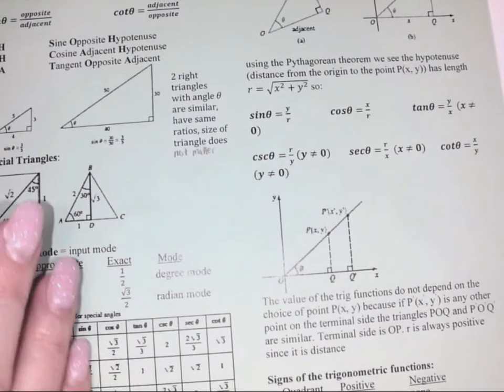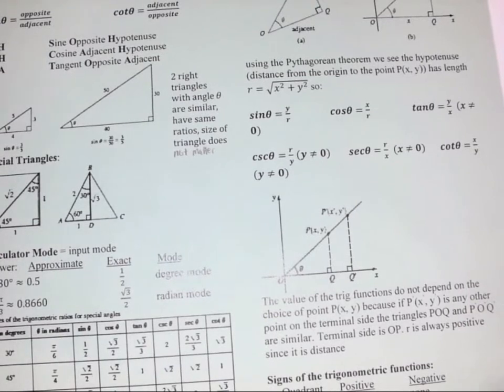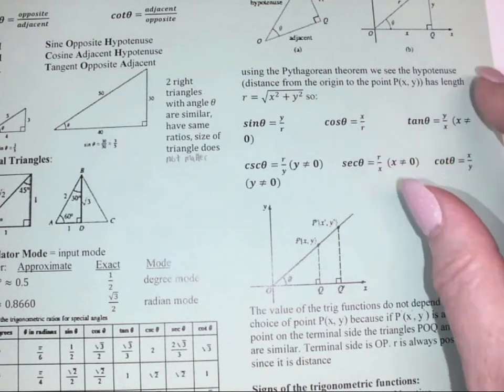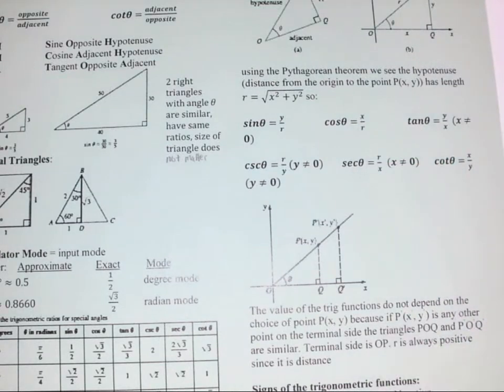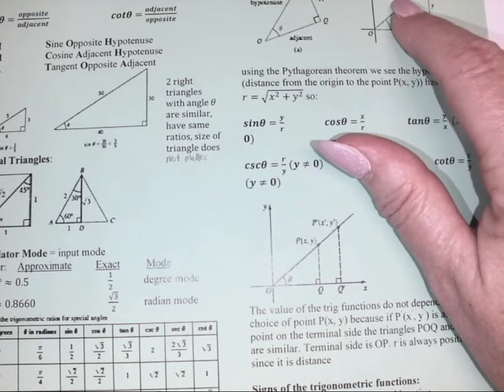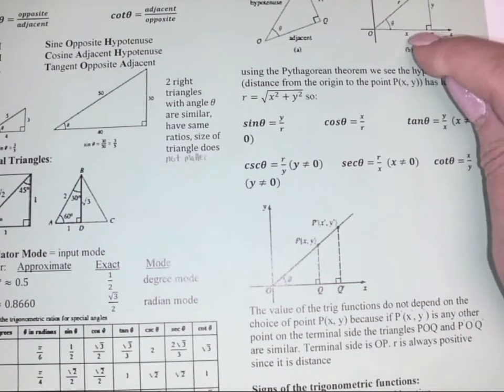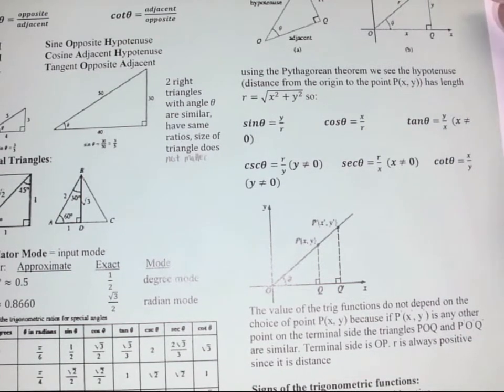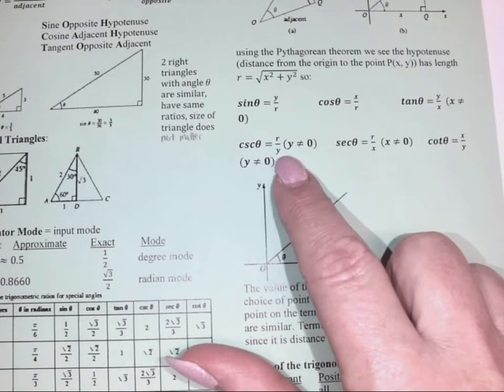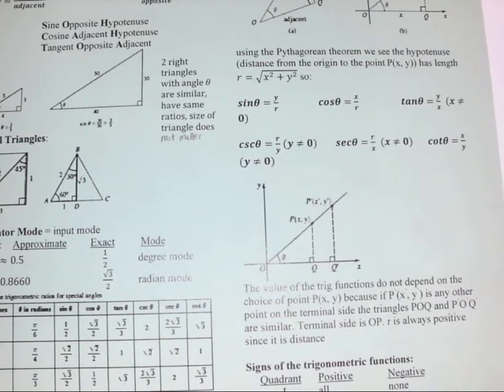So now we can understand that sine is still the opposite over the hypotenuse, but instead we're going to see that sine is y over r. Cosine would be x over r. Tangent would be y over x, and then the reciprocals are the same way, understanding that our denominators cannot be equal to 0.